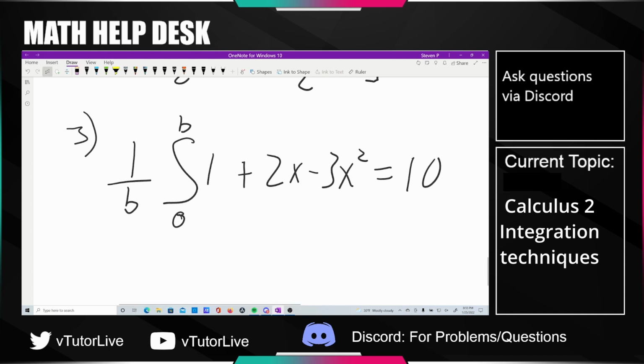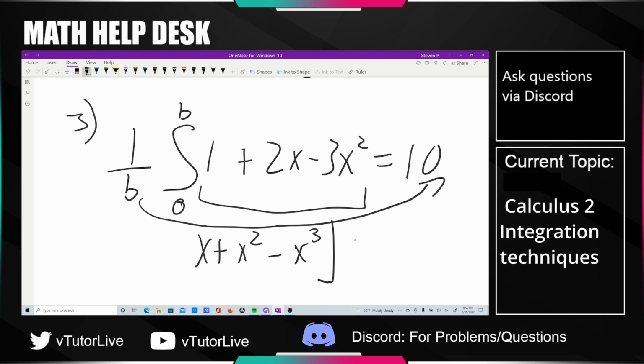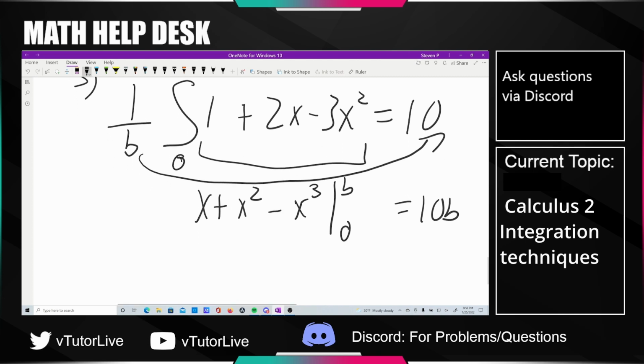And the idea here is that, well, you do the integration for this thing. This turns into x plus x squared minus, what is this, just x cubed. And if you think about moving the b to the other side, this sort of becomes equal to 10b. And you have to plug in the bounds 0 to b. And what's 10 integrated? Sorry. Why isn't the 10 integrated?